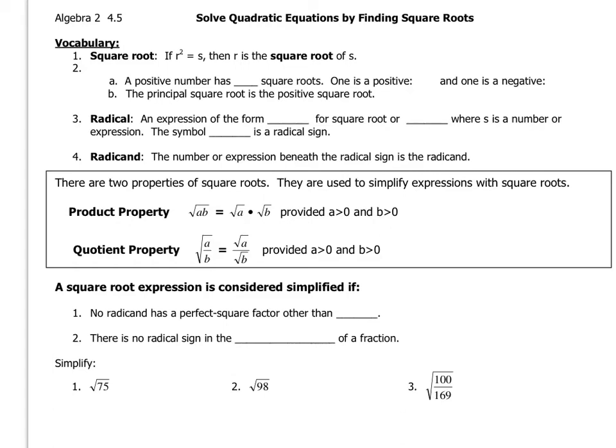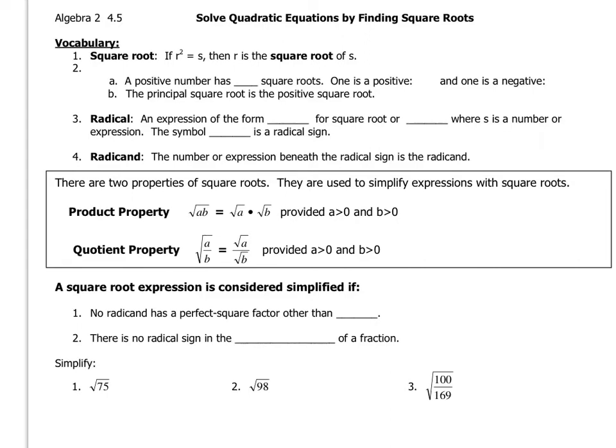Welcome to section 4.5. We're going to be solving quadratic equations, only instead of solving them like we did in Algebra 1, where we allowed you to have a decimal answer, the stuff that we're going to be doing today will not have decimal answers. We'll be dealing with square roots, okay?